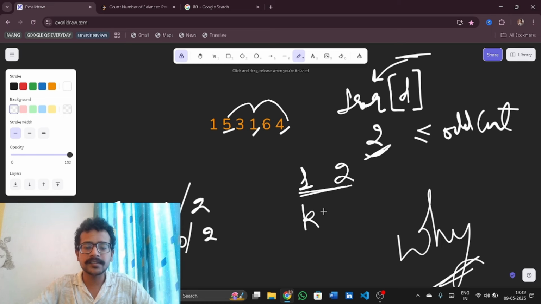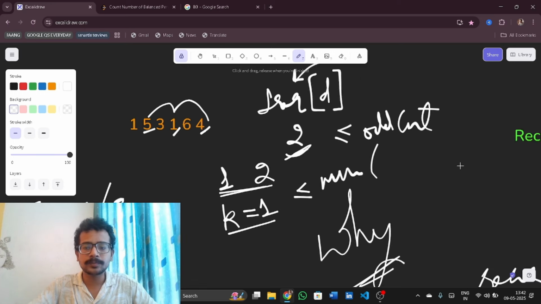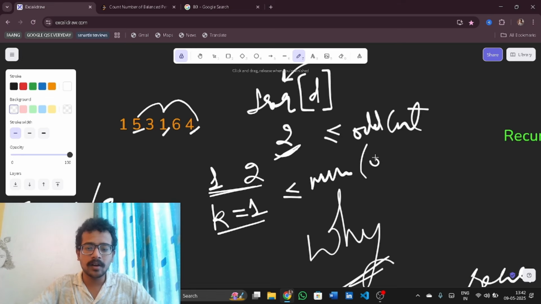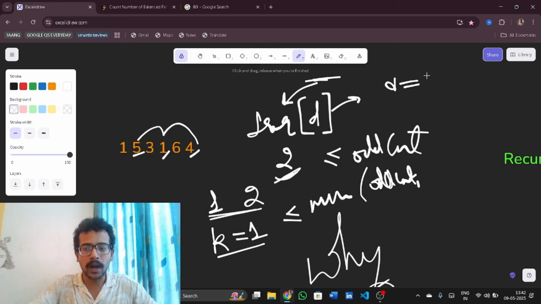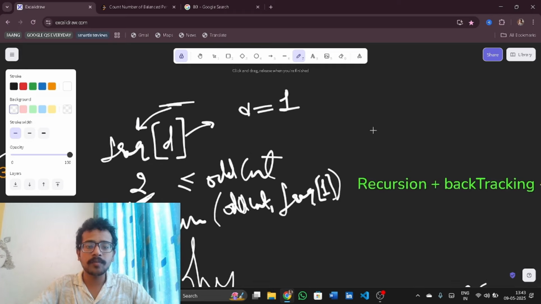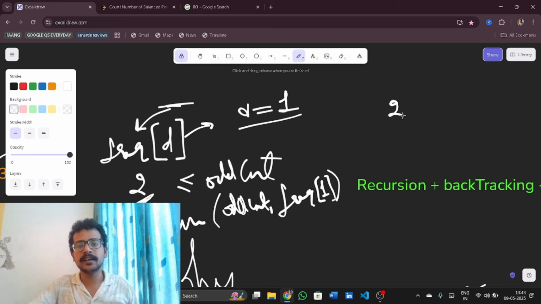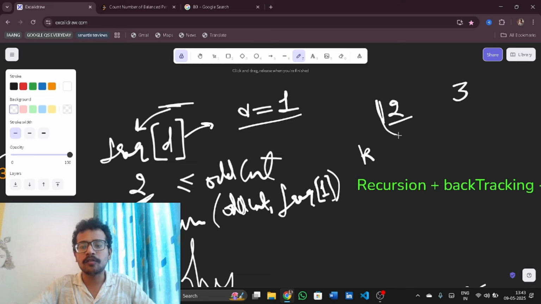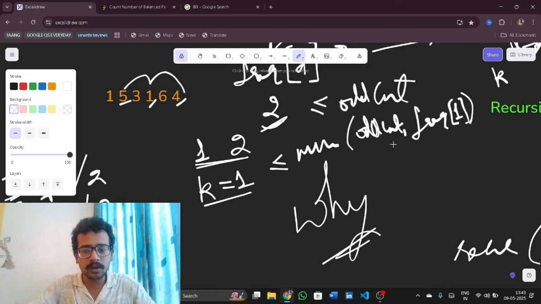So I will take k equal to 1, and the k value should be less than or equal to the minimum of odd count and frequency of d. Frequency of d is 1. Why am I taking the minimum? Because if d is present 2 times and there are 3 odd places I can place, I cannot exceed k greater than the minimum of these two. The frequency is just 2 and even though I have 3, I can only place the minimum. So that's why k should be less than or equal to the minimum of odd count and frequency of d.